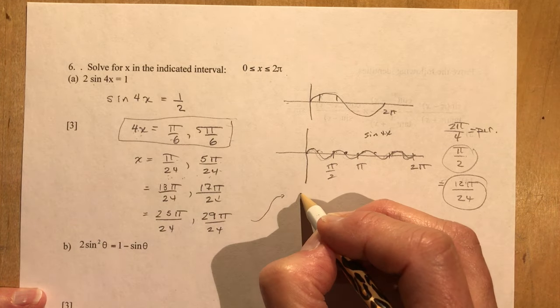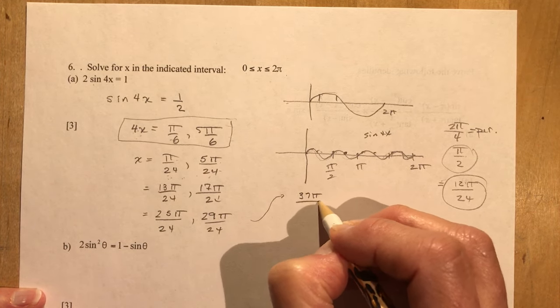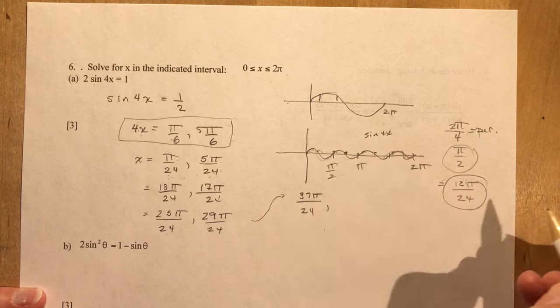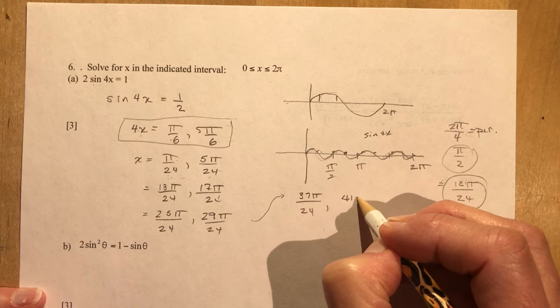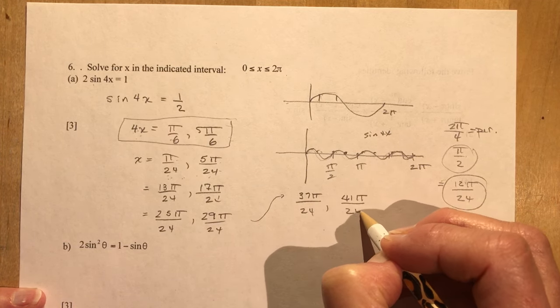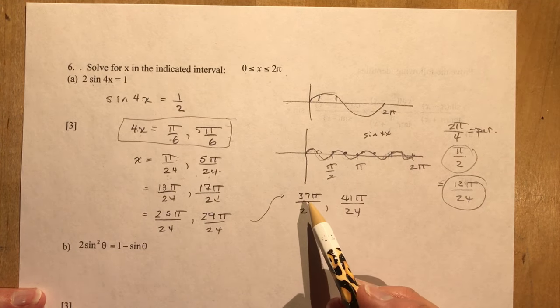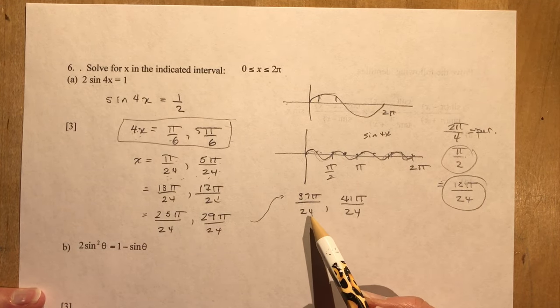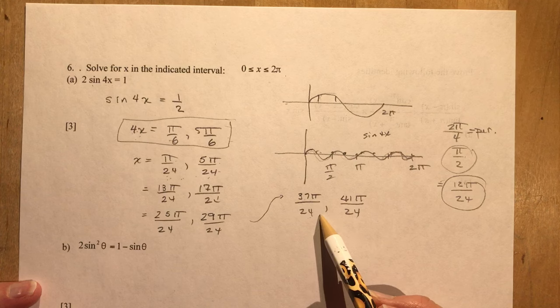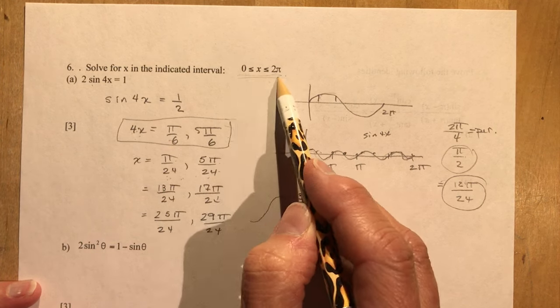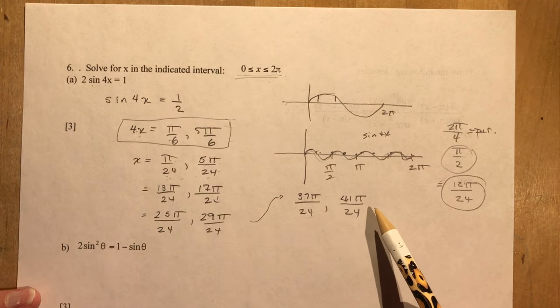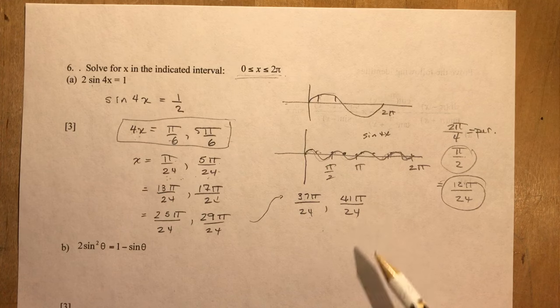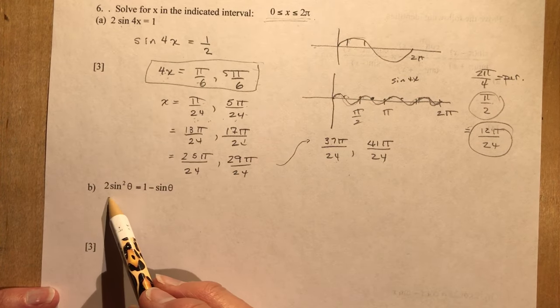I need one more. So that's 37 pi over 24. And 29 and 12 is 41 pi over 24. Now, if I added 12 more pi here, I'd have 49 over 24, which is outside the domain that you've been given. Okay, so just stop right there. Now let's go on to this one here.